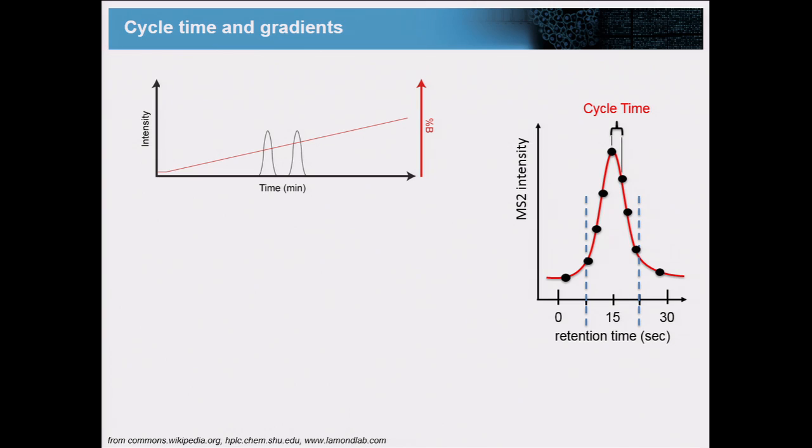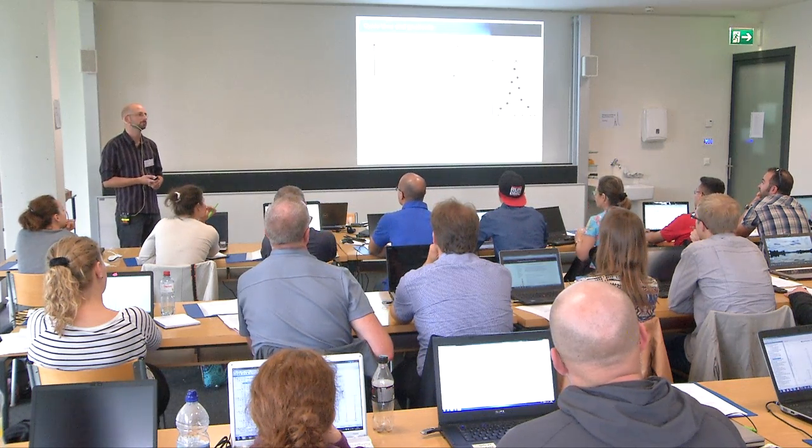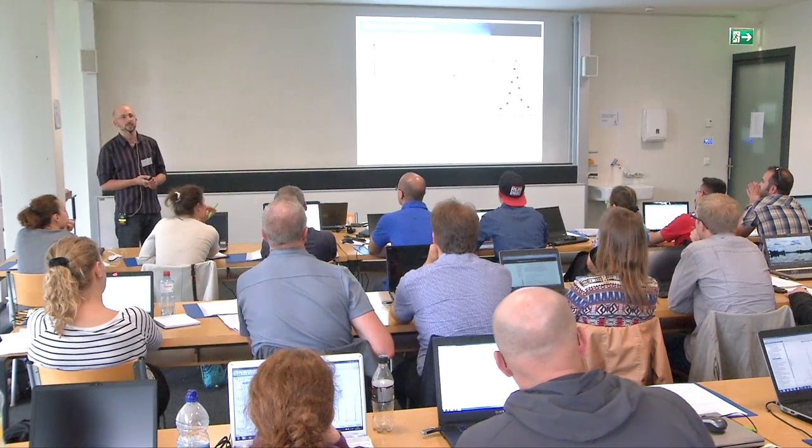So first, just a little note on the gradients. Let's look at a certain gradient, and we have this cycle time. Here I have a very long and shallow gradient. What will happen if I make it into a very short gradient and very steep? What do you think will happen to the cycle time? Anyone?